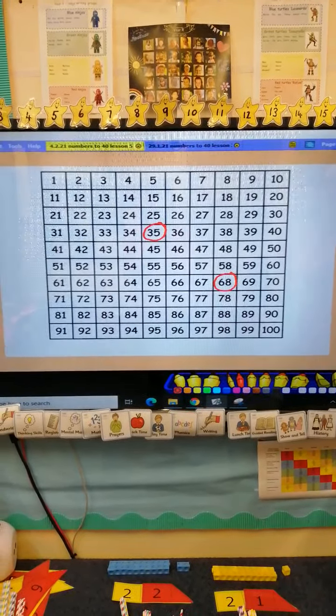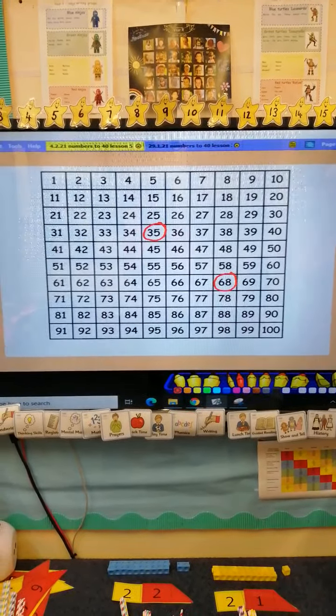Well done. Right, oopsie daisy, we're going to do it again. This time, I've given you 2 parts. I've given you both the parts, and I would like you guys to pause the video and work out what the whole number is. Remember to use your straws and your multi-link if you think you are struggling, if you think you might need it.